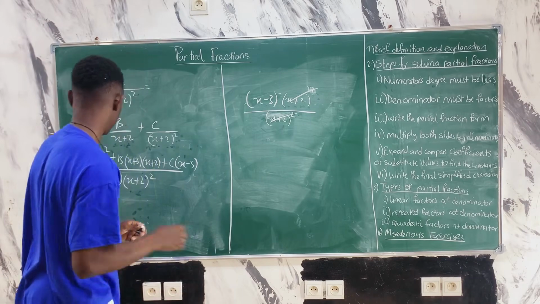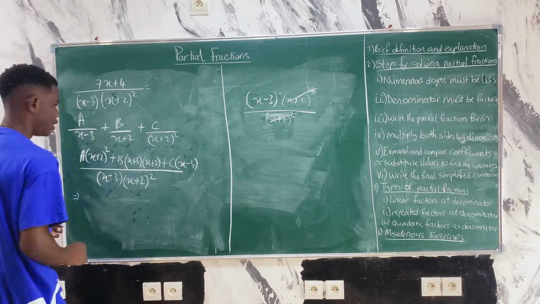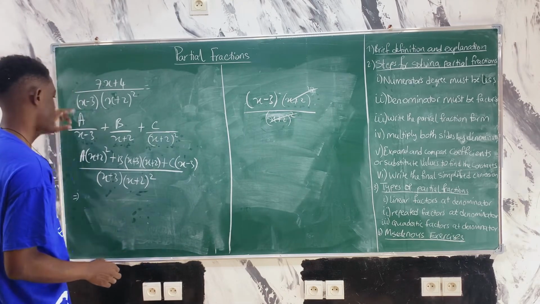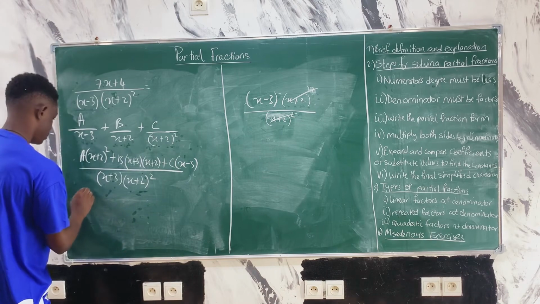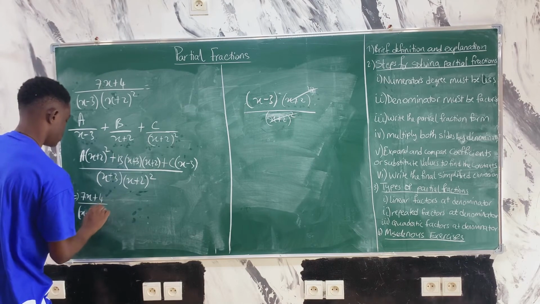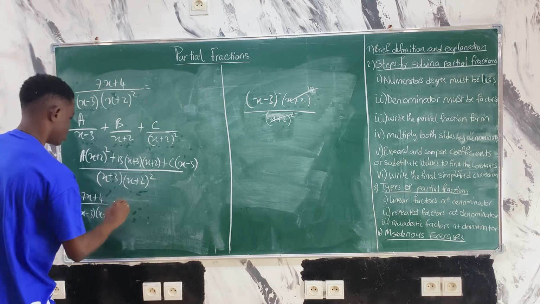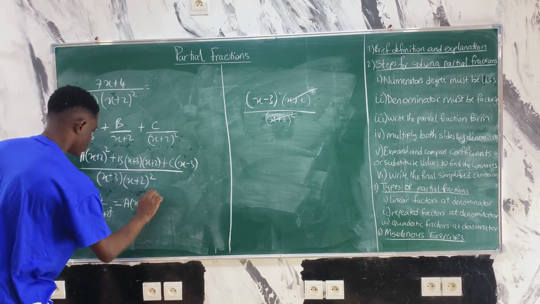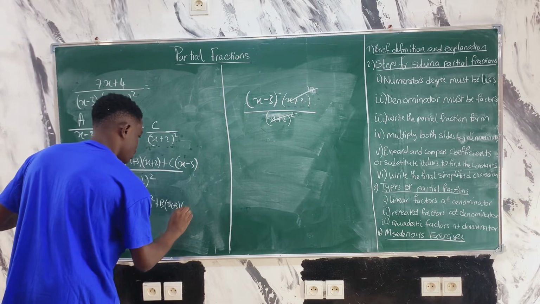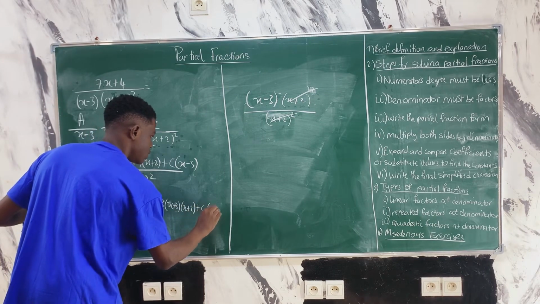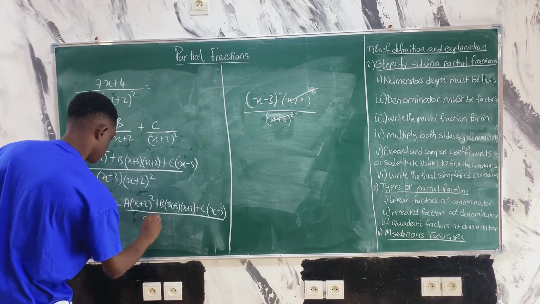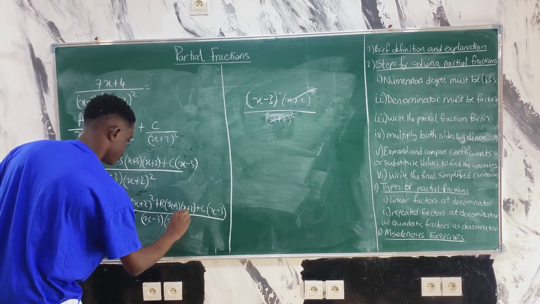Here I've already found my LCM. This implies the left side does not change, so it will be equal to the LCM expression. 7x plus 4 on x minus 3 into x plus 2 all squared is equal to A into x plus 2 all squared plus B into x minus 3 into x plus 2 plus C into x minus 3, divided by x minus 3 into x plus 2 all squared.